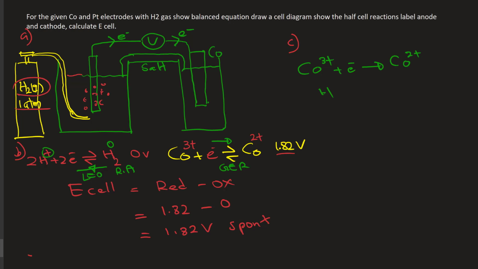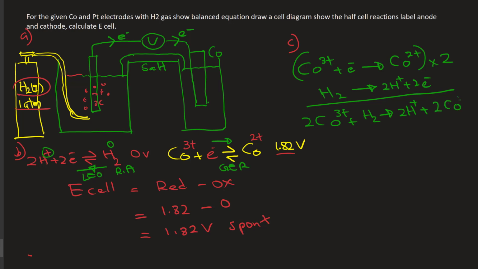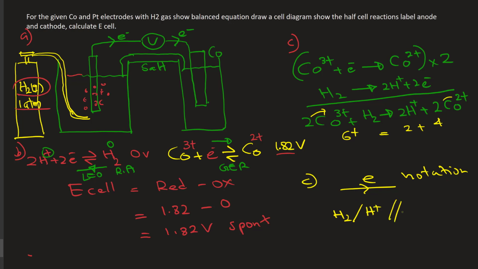Cobalt 3 plus plus 1 electron goes to cobalt 2 plus, and H2 goes to 2H plus, and 2 times for the cobalt to balance the electrons. Again, add left to the left, right to the right. Just see in this case, 2 times 3, 6 plus, and 2 plus, and 4 plus. So that's how you see whether you have it right. Okay, so cell notation again, H2 goes to H plus, and cobalt 3 plus goes to cobalt 2 plus, right?